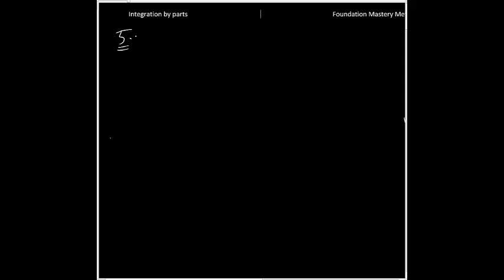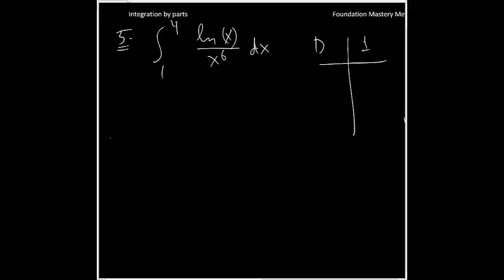Okay, so I'm going to do number 5. This one is the integral from 1 to 4 of natural log of x over x to the 6 dx type. If you have something like that, I will do it in this format here. So derivative, integral. My logarithmic function will always be in the derivative form. So take natural log of x here, and then 1 over x to the 6, meaning x to the negative 6, right? So that will go here with dx.